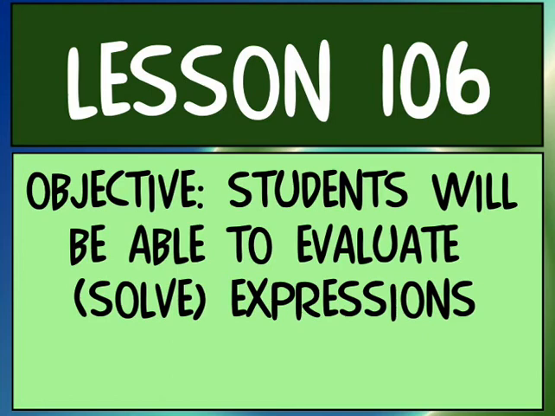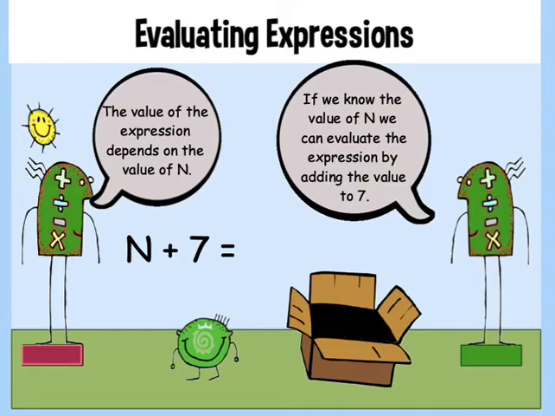Today we're going to be practicing how to evaluate or solve expressions. Now, to evaluate expressions means to solve a problem that has a letter in it. The value of the expression below, n plus 7, is going to depend on the value of n. If we know that the value of n is something, we can evaluate the expression by adding the value to 7. So if we know that n is actually 3, then we can do 3 plus 7 equals 10.